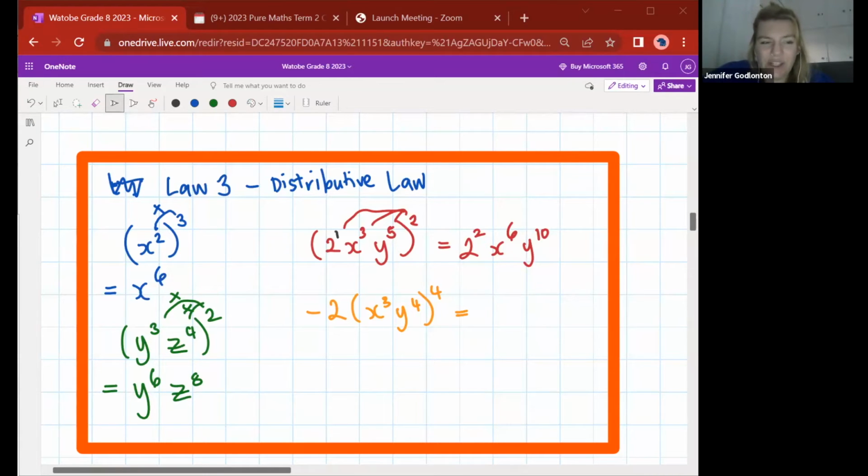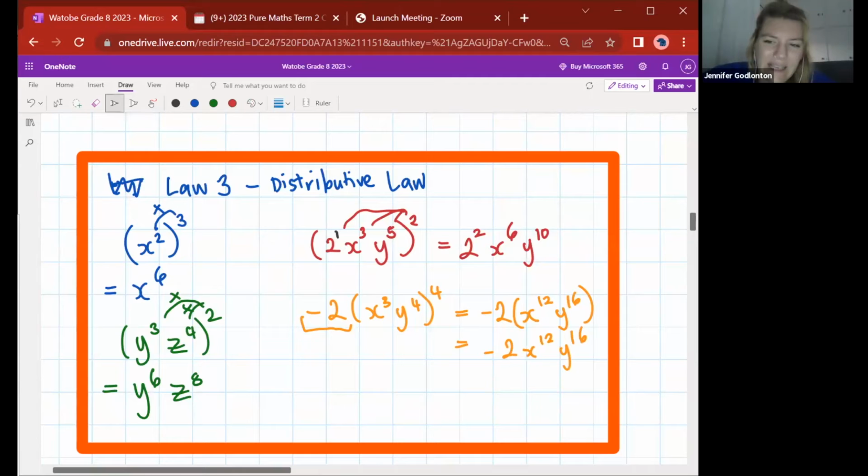Good. So in this question, the -2 is not inside the bracket. So we're not going to take that power. We're going to keep it as a -2. Nothing happens to it. If you want to keep this bracket for the first step, you could. So that would be x to the power of 12, y to the power of 16. But we don't need to have that bracket because it just means multiply. So we can actually just write our answer as -2 x to the 12, y to the 16.